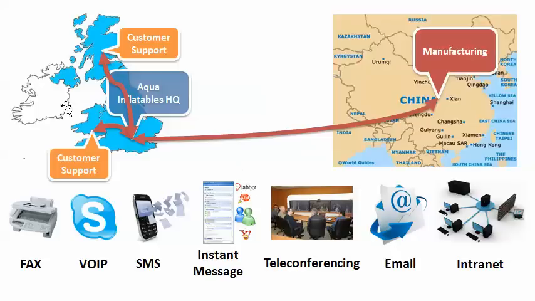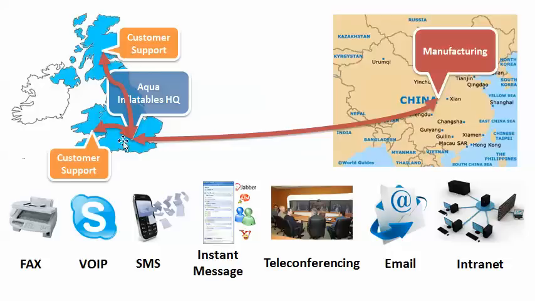business. Now, if we have a look over here, we've got a little map that I came up with of what the Aqua Inflatables business would look like, how they're mapped around the world. So they might have a headquarters, Aqua Inflatables HQ, located near London. Then they might have some teleworking operators. In this case, maybe some customer support people working in Wales and maybe even Scotland.